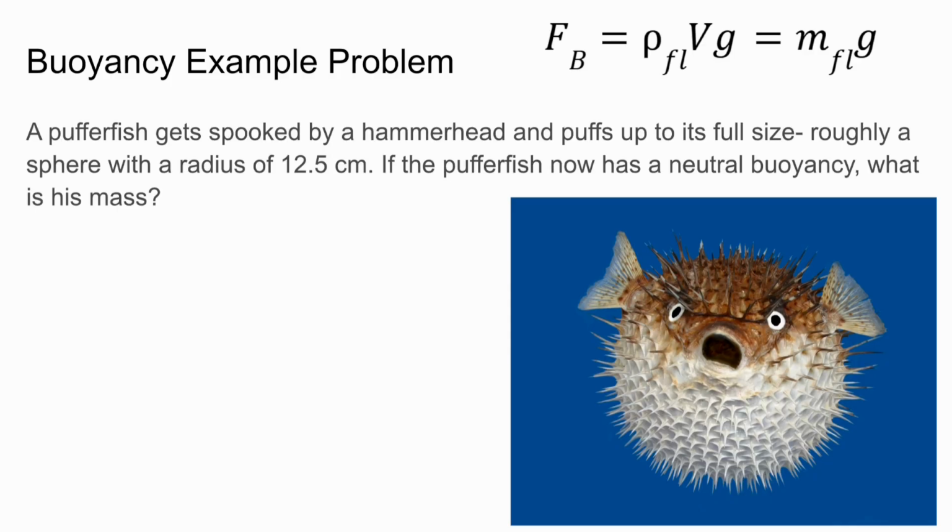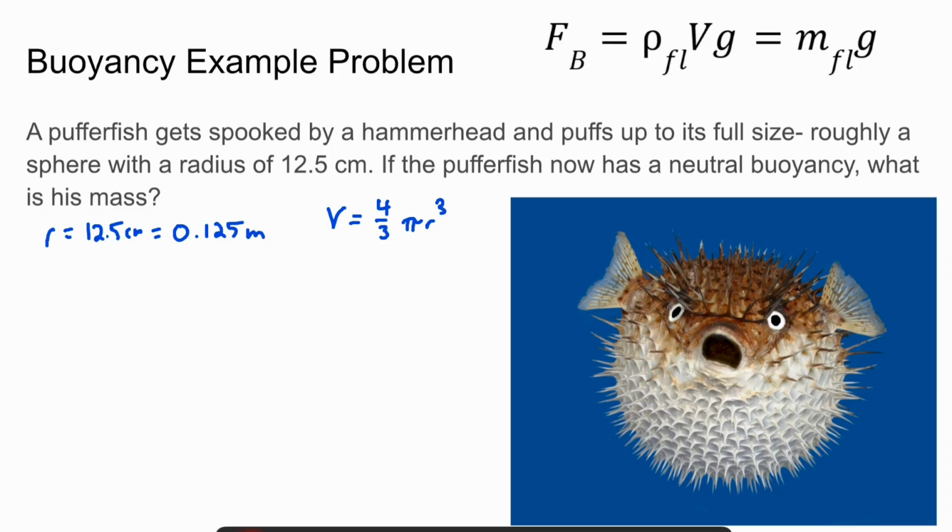Our first one, let's consider a pufferfish. So he's swimming around and he gets spooked by a hammerhead shark and he puffs up to his full size, roughly a sphere with a radius of 12.5 centimeters. So we'll write that down. We got a radius of 12.5 cm, which of course is 0.125 meters. And furthermore, we know that the volume of a sphere is 4/3 pi r cubed. So we'll table that for a moment.